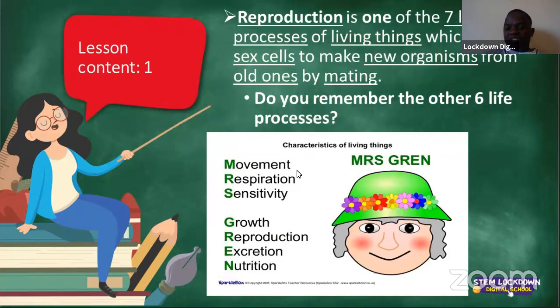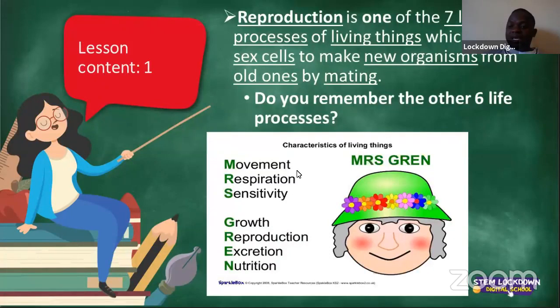Now, maybe I need to also just revise what the 7 life processes are in an exemplary way so that we all understand. Moving, that is movement from one place to another. As I'm speaking to you, there's movement happening in my lips. So that's an example of a life process. And obviously I'm alive, so that's why I'm able to do that.